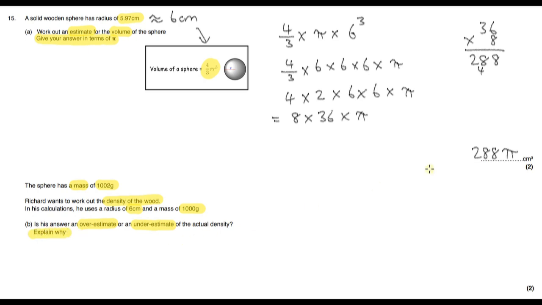Explain why. Now, first of all, we need to know how to calculate density. So the formula for density is mass over volume. Now, we can see that in Richard's calculations, he used a radius of 6 centimeters and a mass of 1,000 grams. Now, the true mass is actually 1,002 grams. So the number that Richard's using is smaller than the true mass. So I'm just going to write in here smaller. We don't need to use any figures for this.